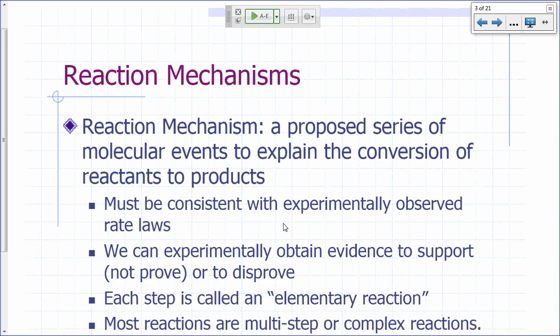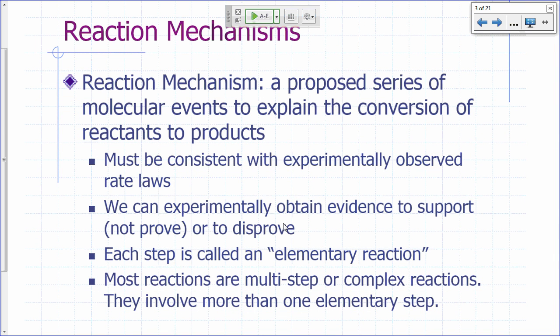So what's a reaction mechanism? It's just a series of steps of molecular events, things happening at the molecular level, that will explain how your reactant molecules are converted into product molecules. And like I said, it has to be consistent with the experimentally observed rate law. So we can experimentally obtain evidence to support our mechanism, but we cannot prove a mechanism.